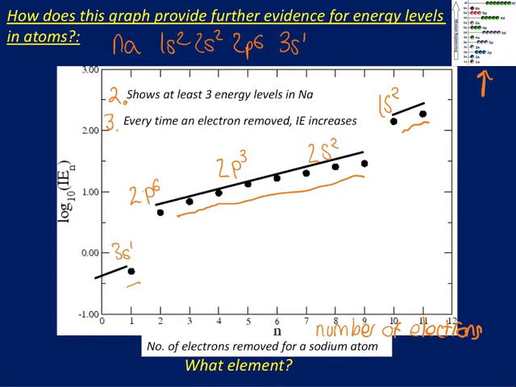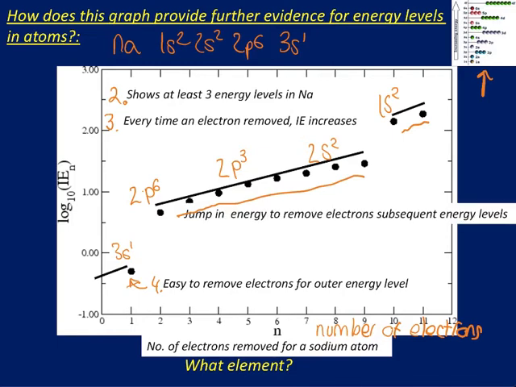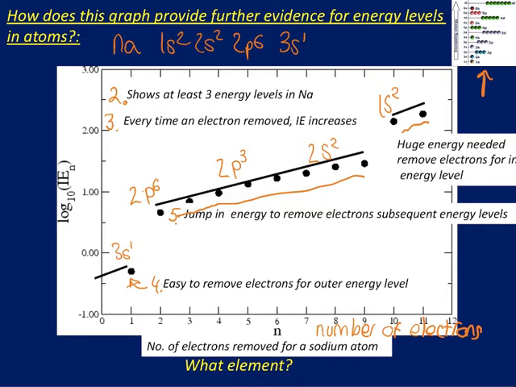We can see that it's really easy to remove the electron from the outer energy level down here. And that once we get into energy level 2, there is a really big jump to remove from energy level 2, and even bigger again to remove from the inner energy level, the one that's closest to our nucleus.